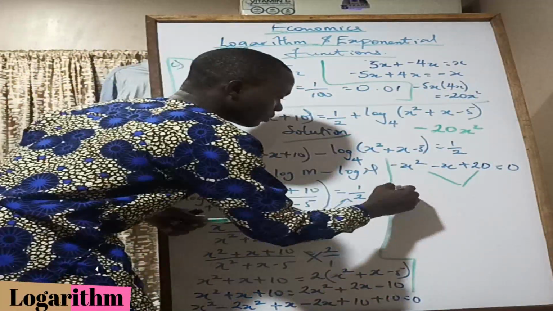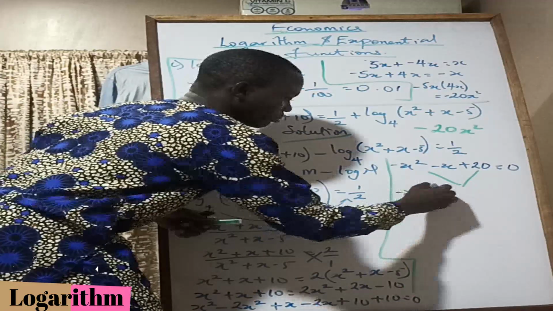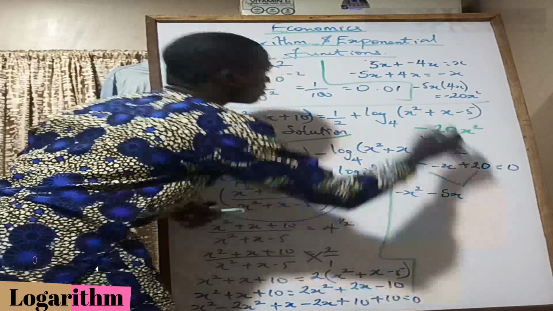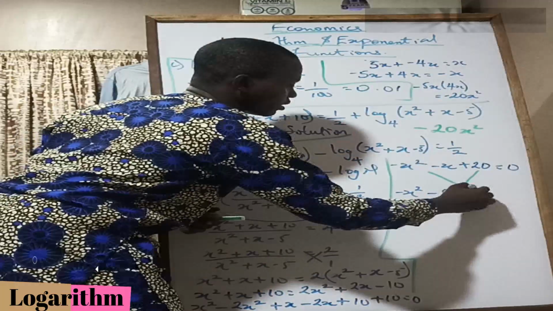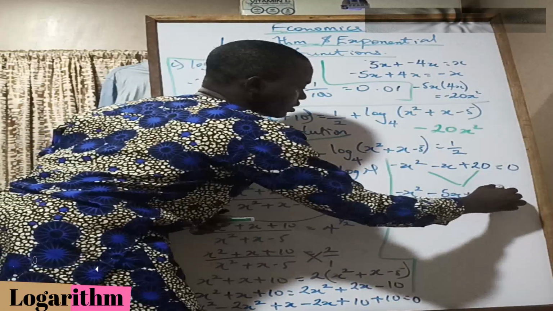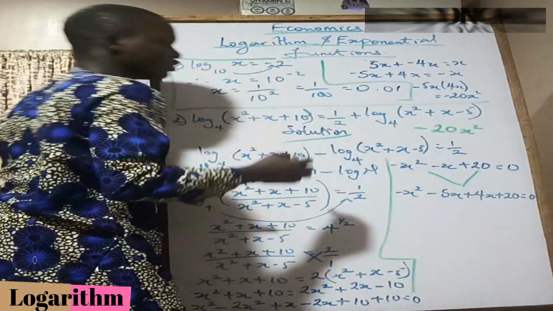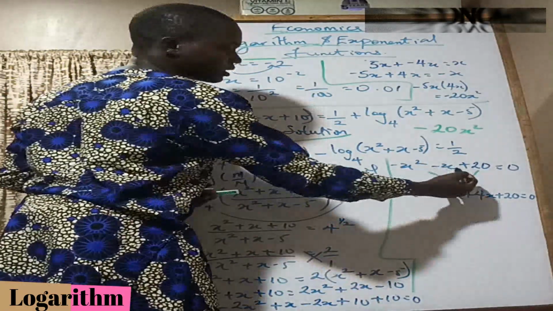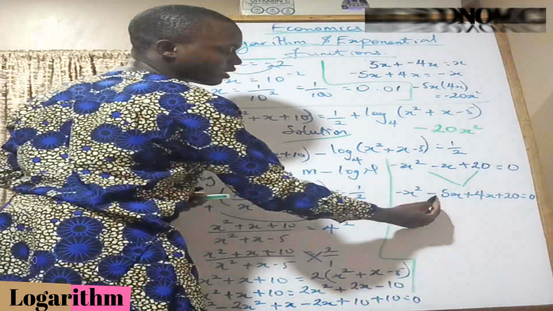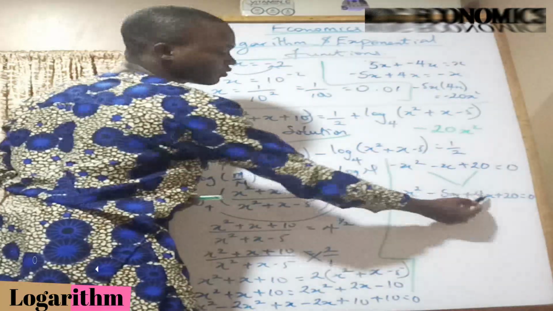So we can just come back. We have minus x squared minus 5x, this one, plus 4x, then plus 20 equals 0. So what have we done here? It is this minus x here that we are representing as minus 5x plus 4x. So minus 5x plus 4x will give you minus x.